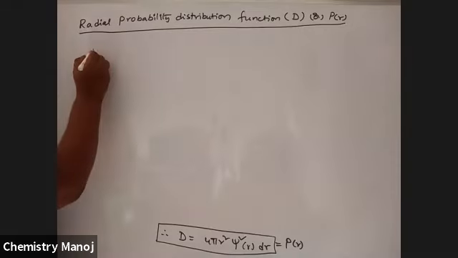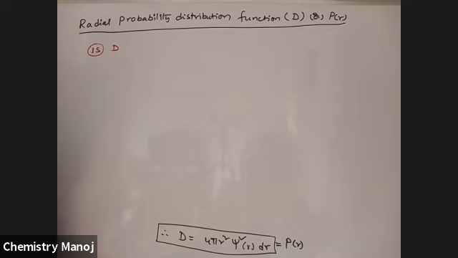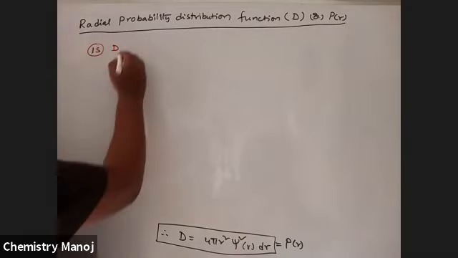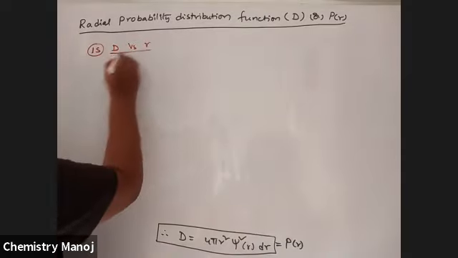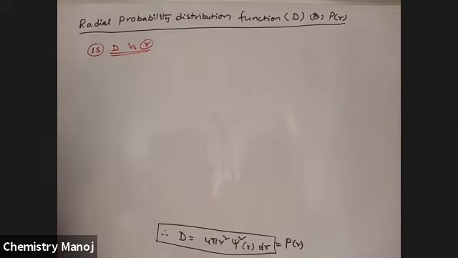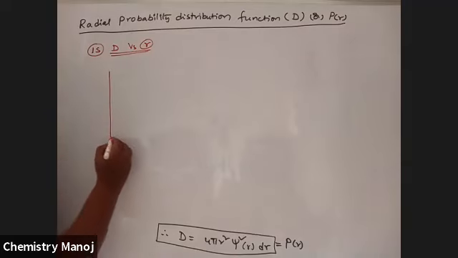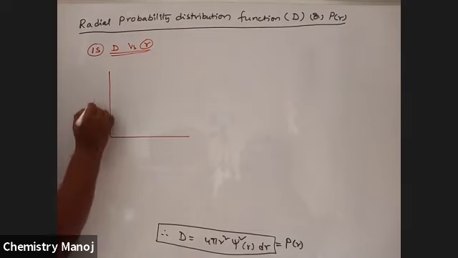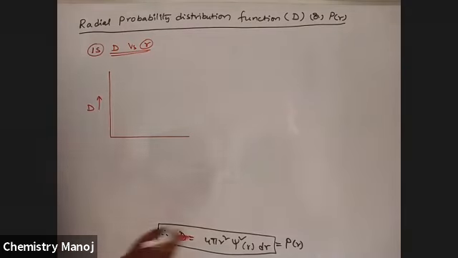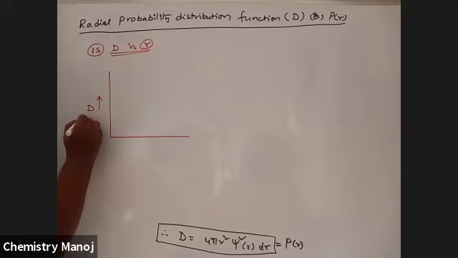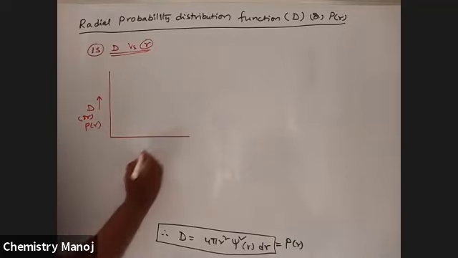For the 1s orbital, I am going to draw a curve of D versus r. r is the distance from the nucleus. D is this function, the entire expression, or sometimes P(r) is used in some books. This is D on the y-axis, and this is radius in this direction.